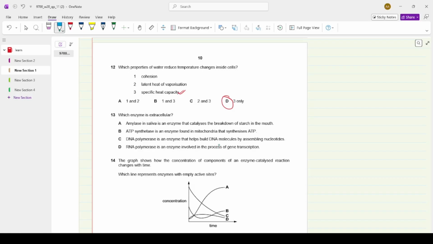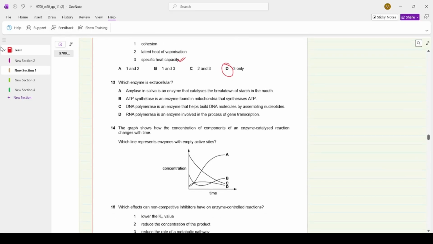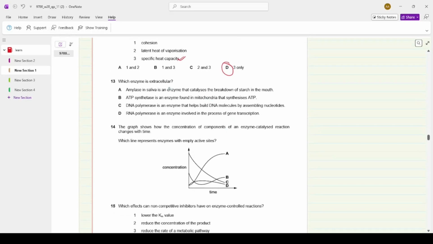Okay, so moving to number 13. Number 13, the question was, which enzyme is extracellular? So these are enzymes which work outside the cell. So amylase in saliva is an enzyme that catalyzes the breakdown of starch in the mouth. Yes, I believe this is an extracellular enzyme.